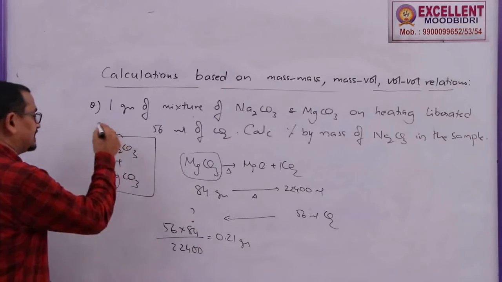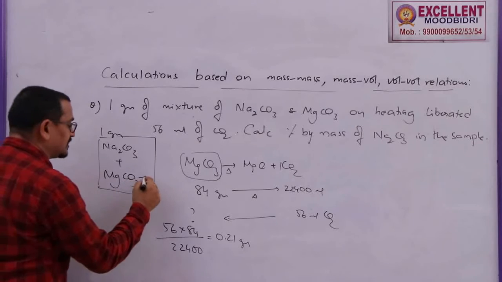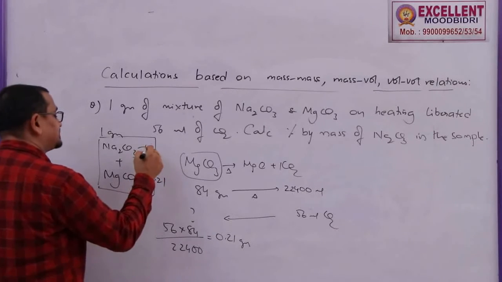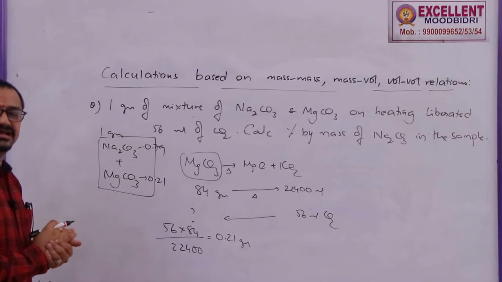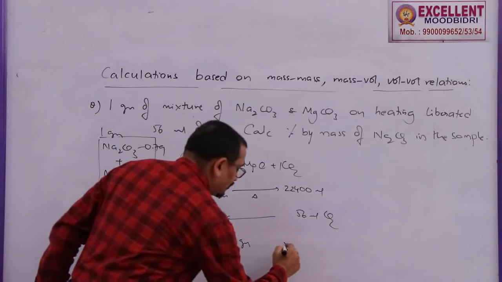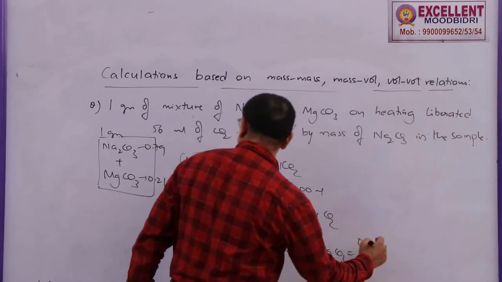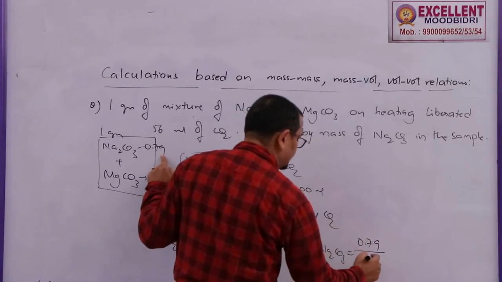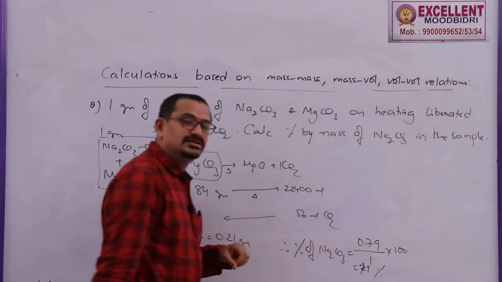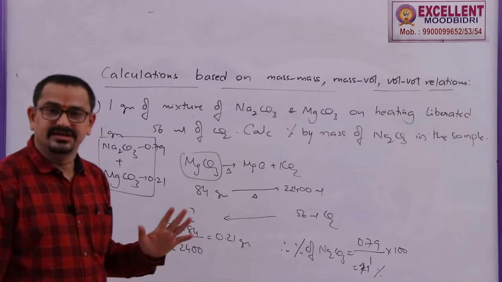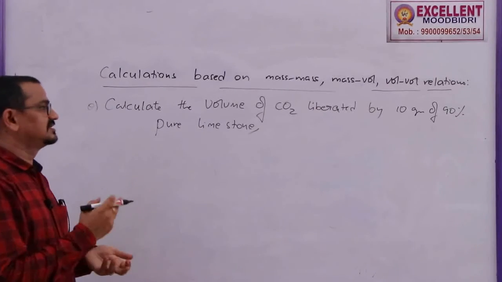So out of this total 1 gram sample, magnesium carbonate is 0.21 and the rest, 0.79 grams, is sodium carbonate. Out of 1 gram, 0.79 grams is sodium carbonate. Therefore, the percentage of sodium carbonate can be calculated as 0.79 out of total 1 mass into 100. It is 79%. Right sir? This is another question based on calculations on mass and mass-volume relation.